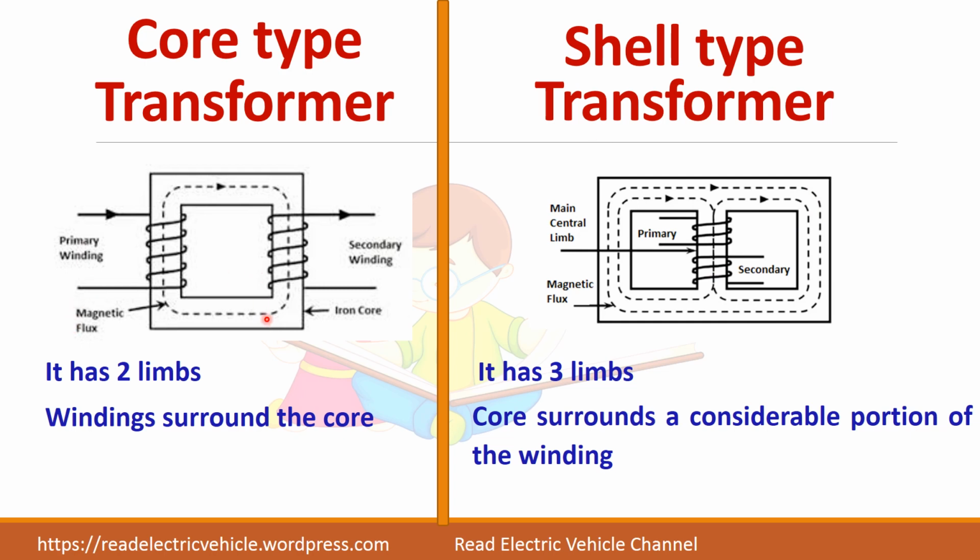The major difference is that here the leakage flux is more because primary winding is in one limb and secondary winding is in another limb. So the flux linkage may not be very efficient in case of core type transformer. So leakage flux is more. Whereas in shell type, both the windings are very close together. So the flux linkage is more and leakage flux will be less.